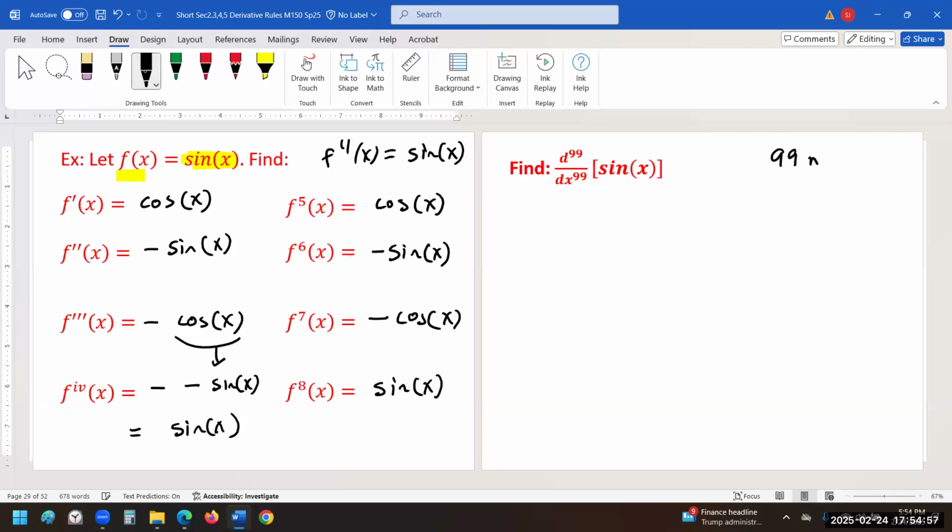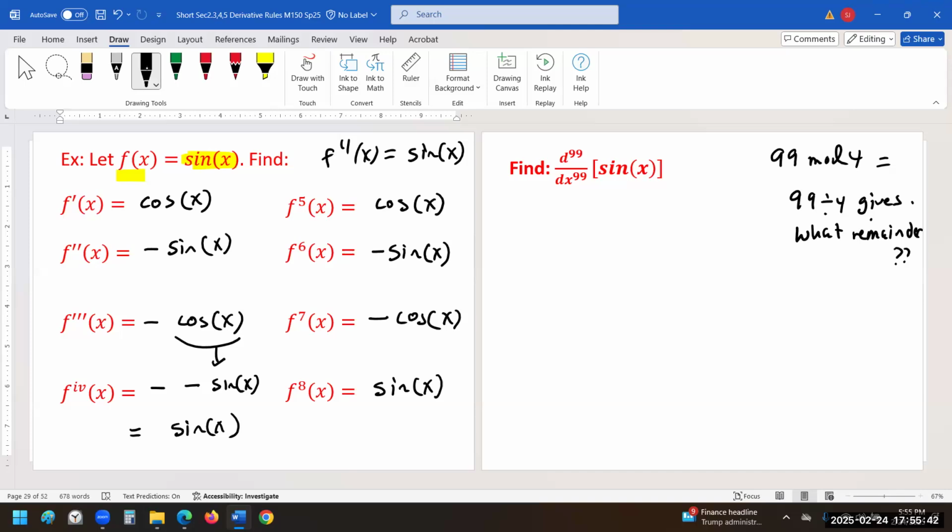So 99 mod 4. It means when you divide 99 by 4, how much is the remainder? Okay, let me write this down. 99 divided by 4 gives what remainder? This is what modulo means. 99 modulo 4 means divide 99 by 4 and tell me what your remainder is.